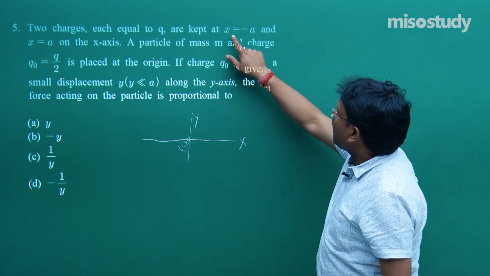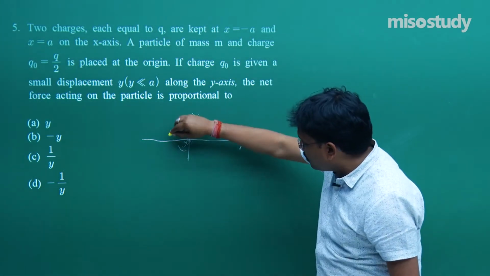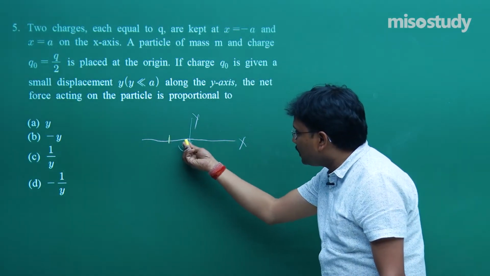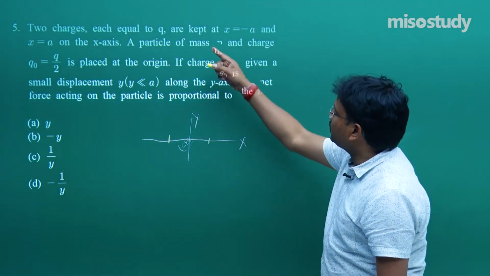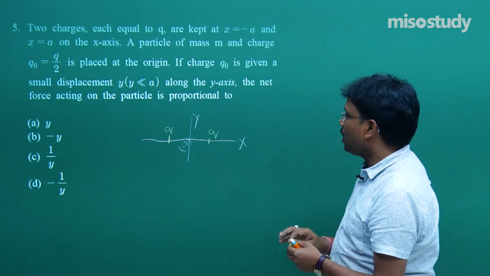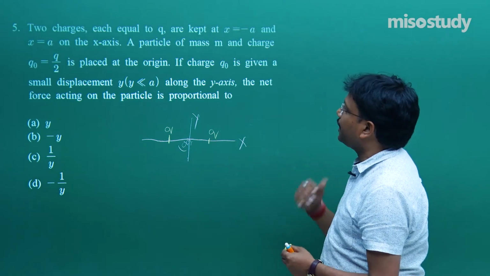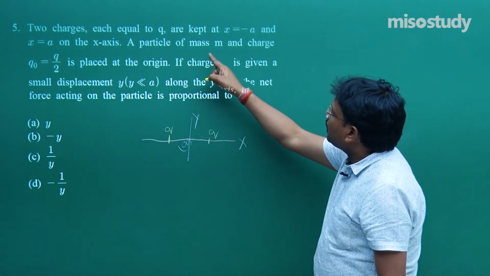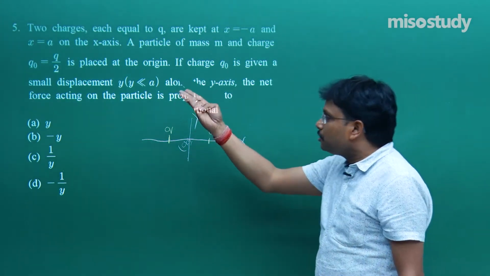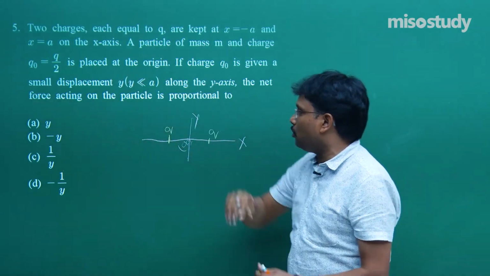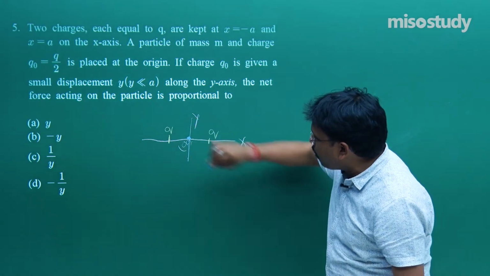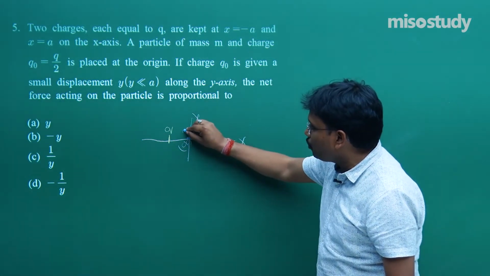Now, x is equal to minus a means, let's say, somewhere over here. And x is equal to plus a means an equal distance over here. Put the charges, okay, Q and Q. And all this you are doing on a rough sheet. But see the beauty, the picture is now coming out by itself. Now, a particle of mass m and charge q0. And what is the value of q0? The beauty of the question is they even provided the value. Is placed at the origin. So this is going to be the origin and they place charge q0.